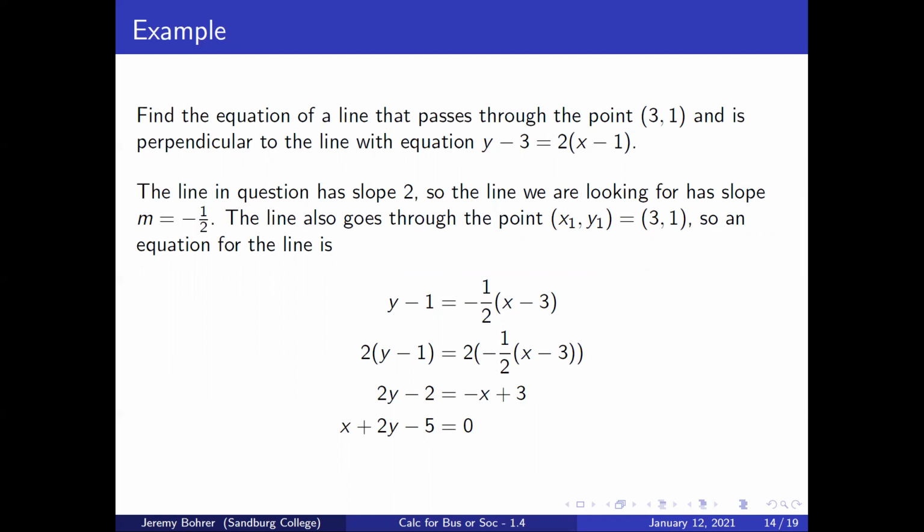Well, we can start with y - 1 equals -1/2 times (x - 3). That's our point-slope form. And then we multiply everything by 2 to get 2y - 2 equals -x + 3. And we bring it all over to one side to get x + 2y - 5 equals 0.